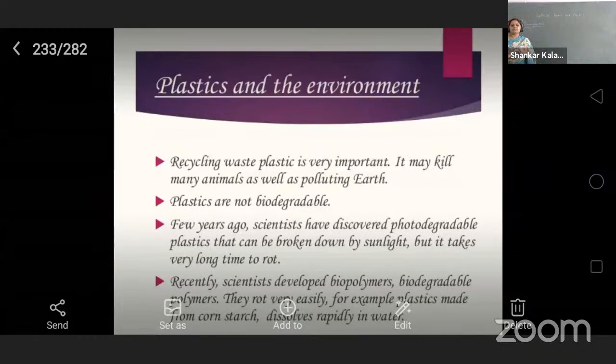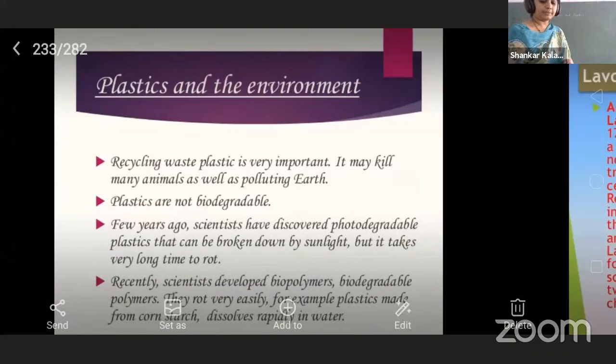For example, plastics made from corn starch. You know corn, right, students? Yes, ma'am. Okay. This corn starch dissolves rapidly in water. That plastic will dissolve rapidly in water and they make the plastics. These are some plastics and the environment points.